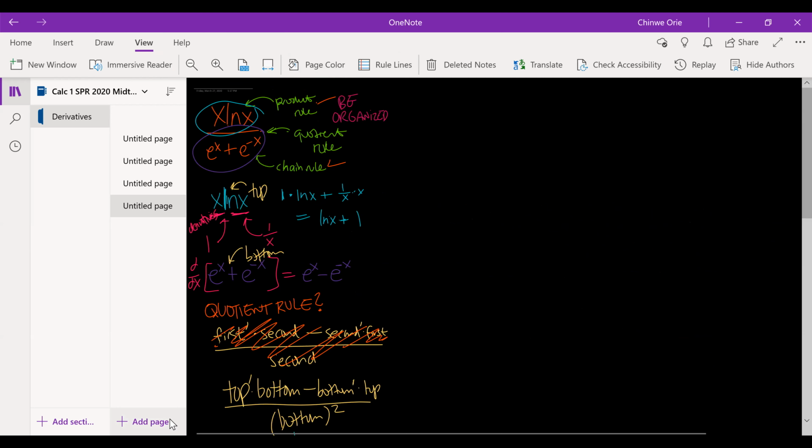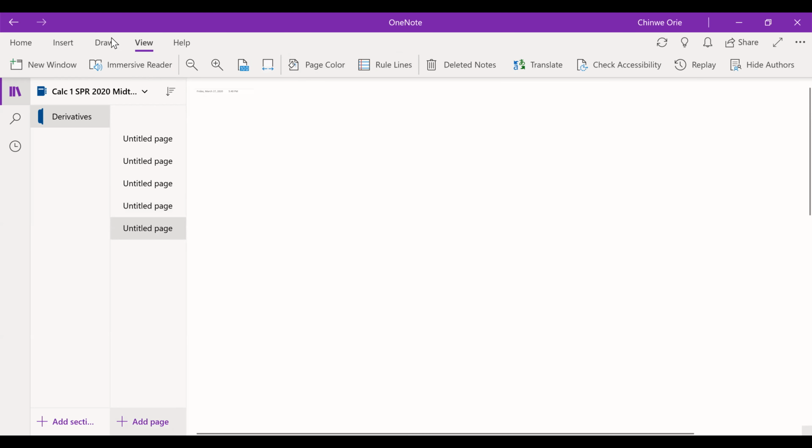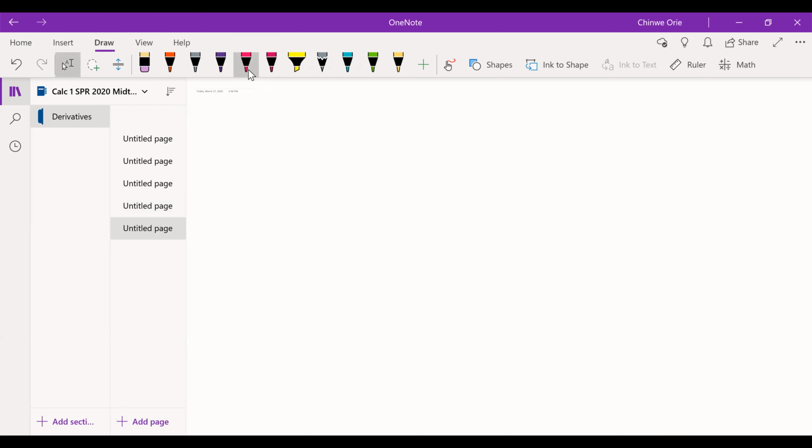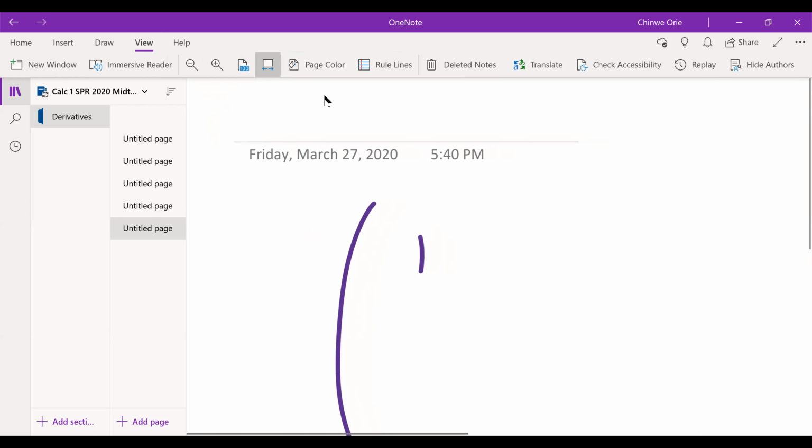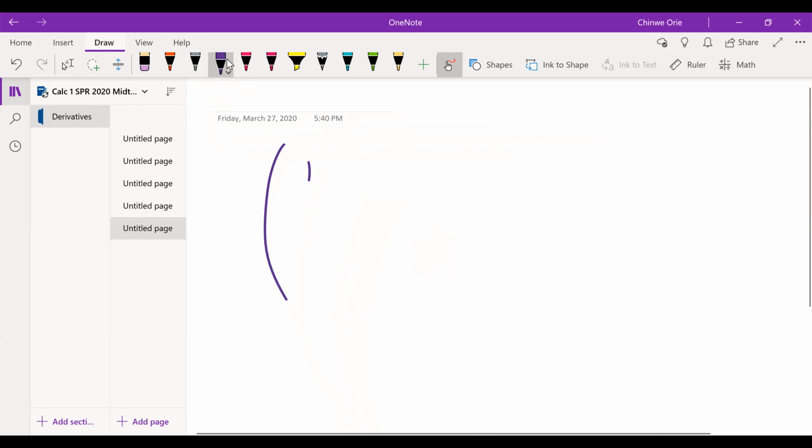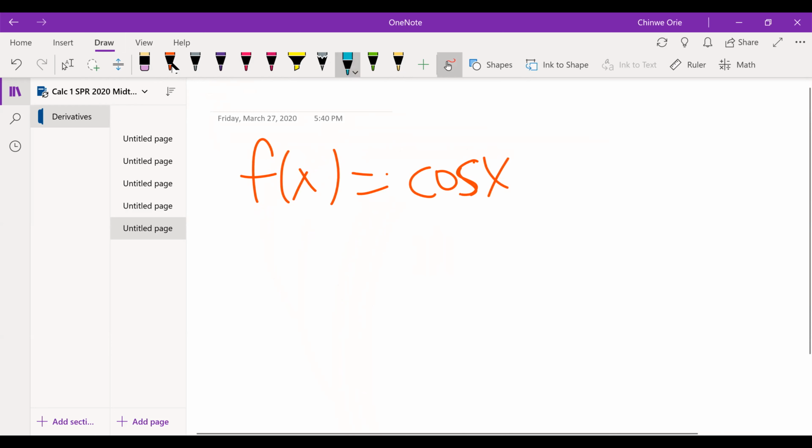Okay. So we've got another problem here that we're going to do. It's actually one from the practice. Not too bad. It basically tells you that if f of x is equal to cosine of x, they want to know what the 107th derivative is.